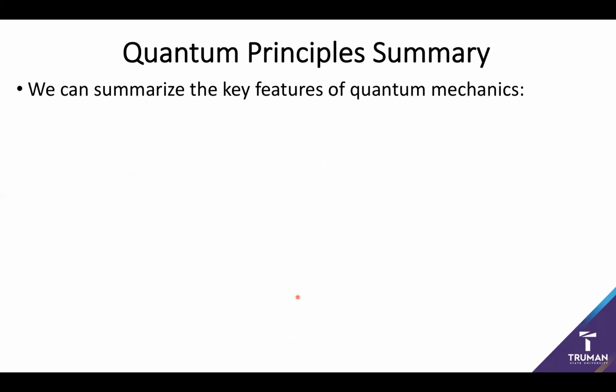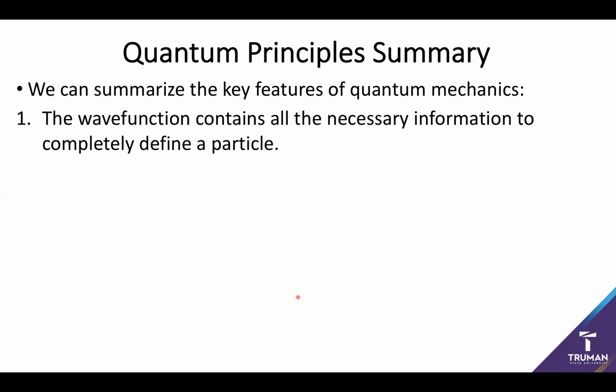So before we do that, I want to give a big summary of our quantum principles. We can summarize our key features of quantum mechanics in 4 key points. First of all, the wave function is our bread and butter of quantum mechanics. It's going to contain all the necessary information to completely define a system. However, it doesn't just scream the answer at you. It's embedded in there, so we have to know how to ask it the right question. So again, while the wave function isn't real, it is going to be a perfect description of our system, as long as we know the right questions to ask.